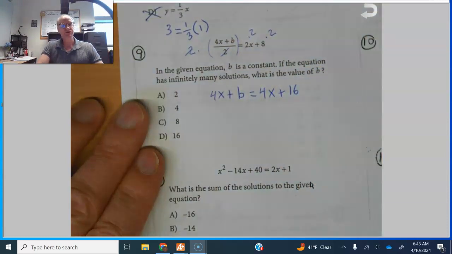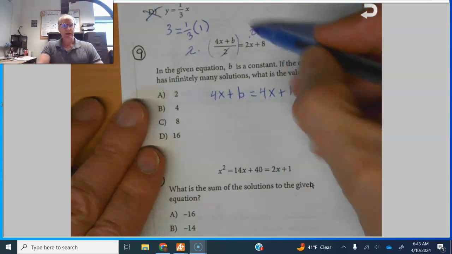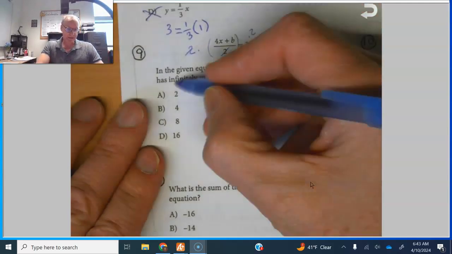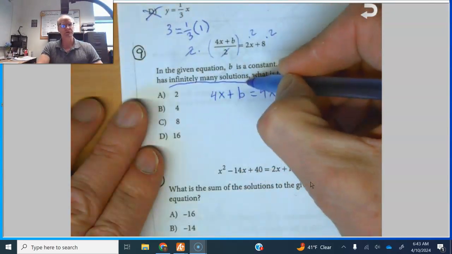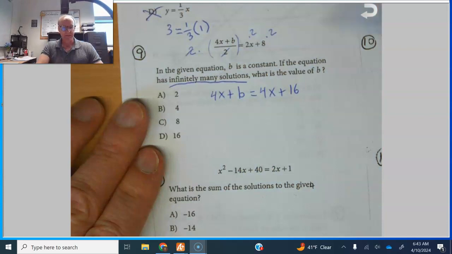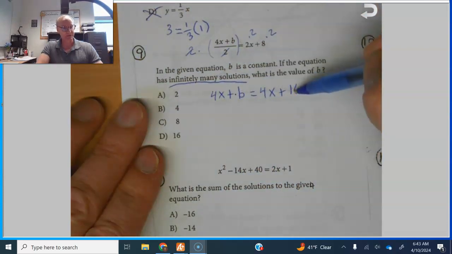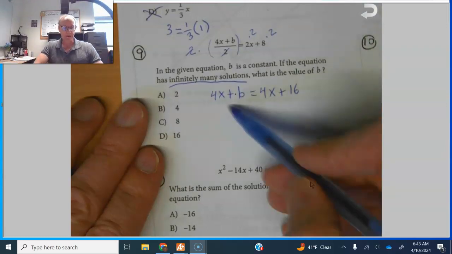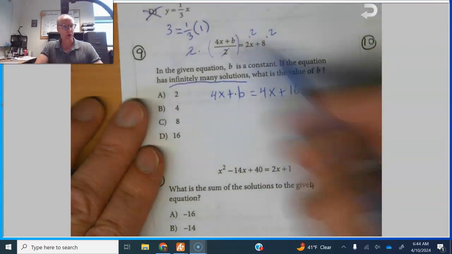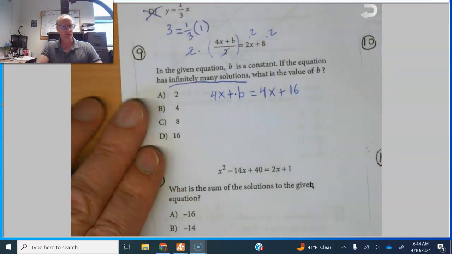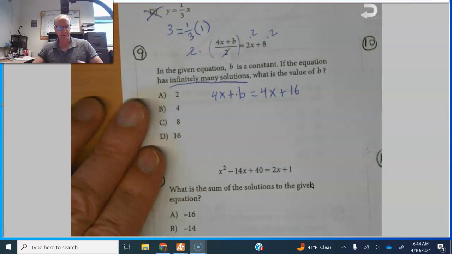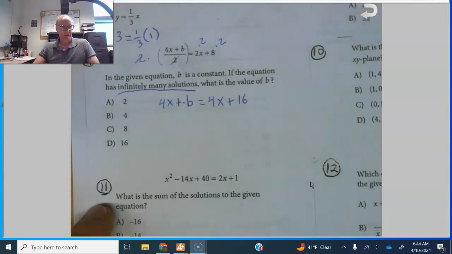And from there, you should be able to solve this by getting rid of the x's. But it says, if the equation has infinitely many solutions, that means that it is what's called an identity. And this has to be identical to this for it to be true for any x. If I put in a 1 or a 2 or a 3, it has to be always true. So we have to figure out what will make this always true. Hopefully that's clear, and you'll get your answer.